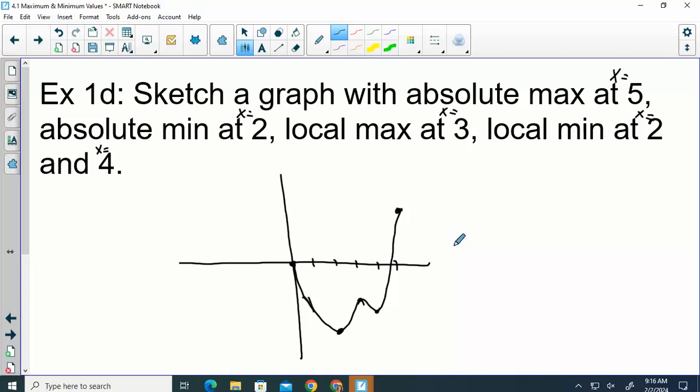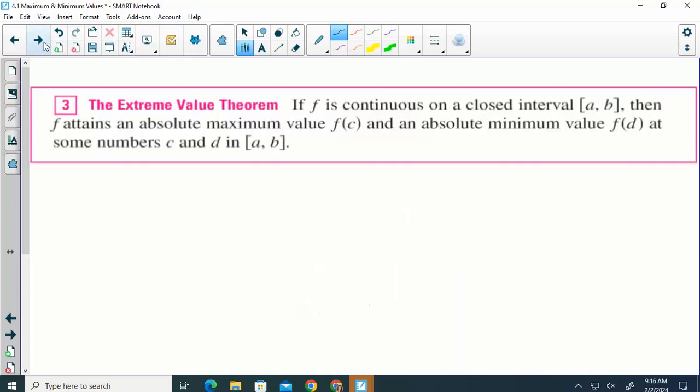Local max at 3, local mins at 2 and 4. So the next couple things, we're talking about the extreme value theorem.